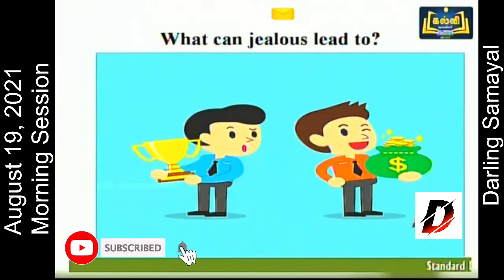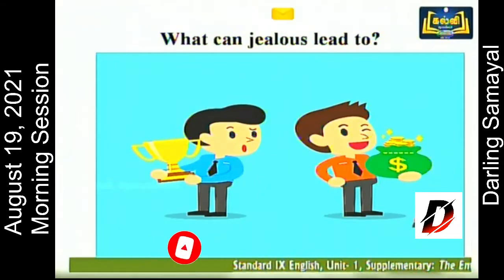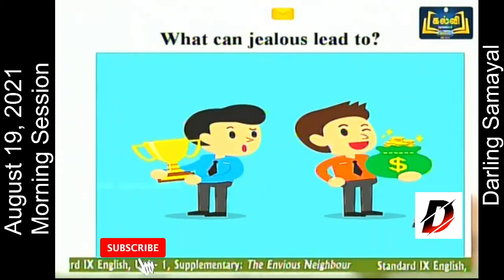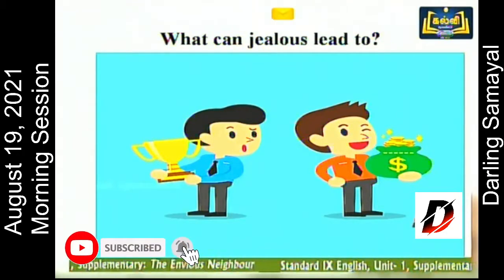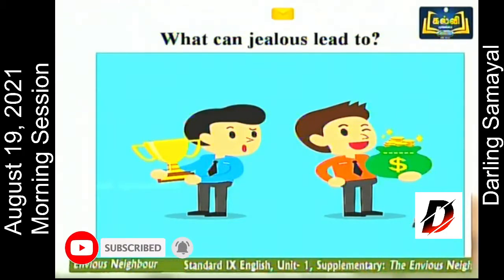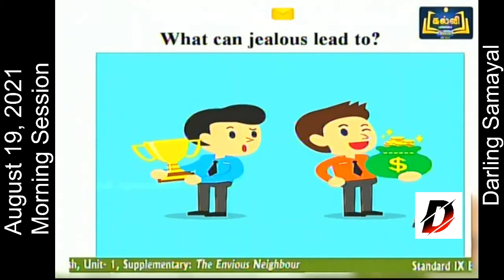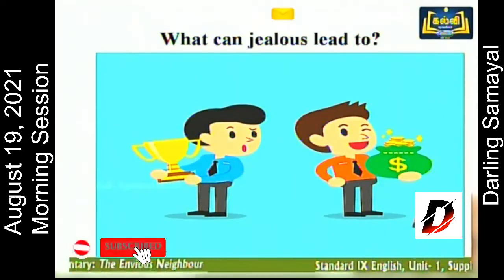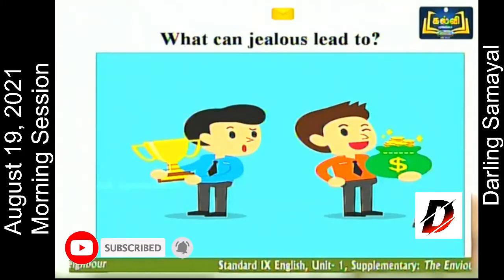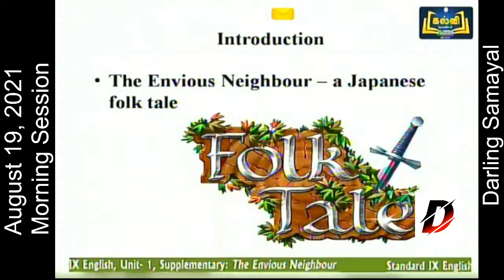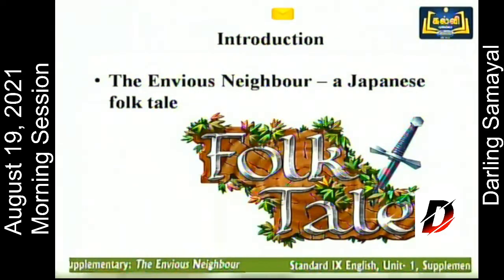Here in the picture itself you can come to know there is a man holding a cup in his hand, the other man is having a pot full of gold coins. What can jealousy lead to? The one who is holding the pot full of gold coins is so happy, but this man is feeling jealous. Why? He is not satisfied with what he has. Here I am going to introduce the topic, the envious neighbor. It is a Japanese folk tale.